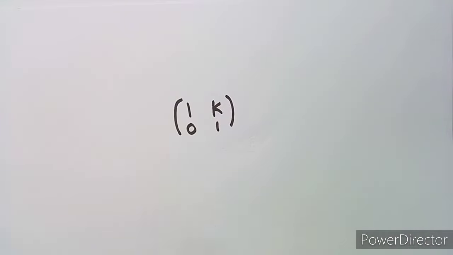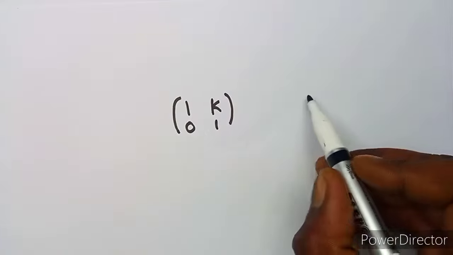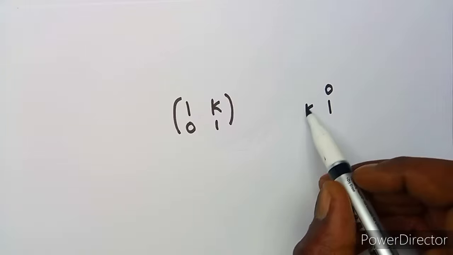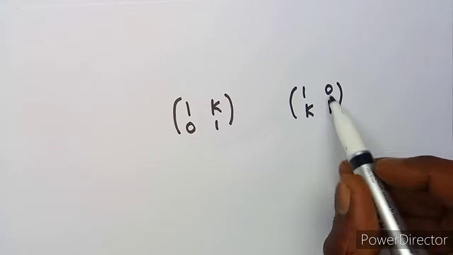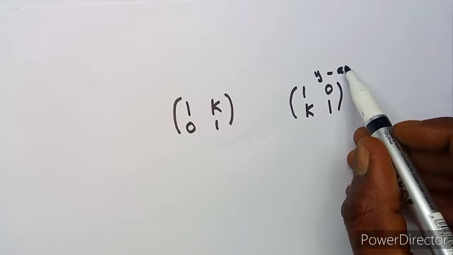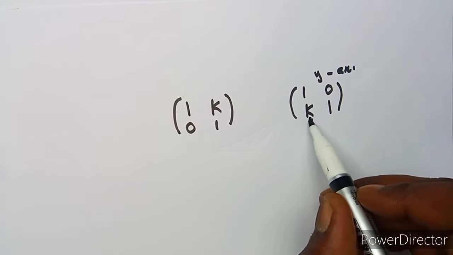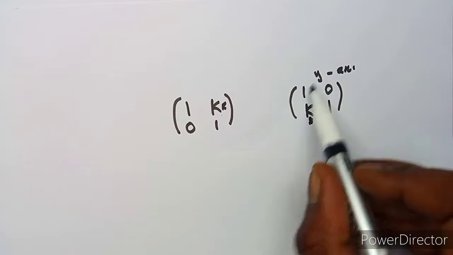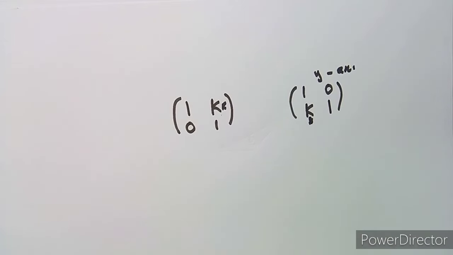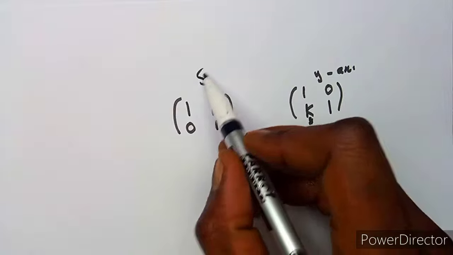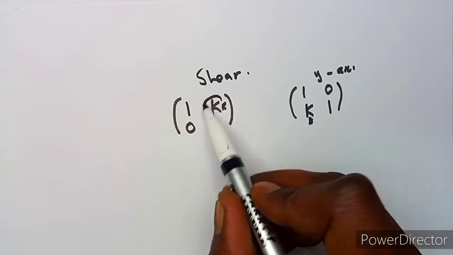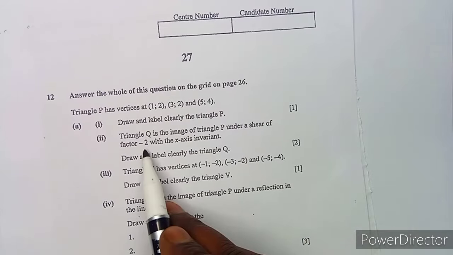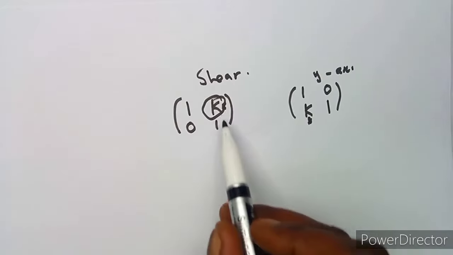Take note, when it is y-axis invariant, it's going to be the other way, like this. That is for y-axis invariant, where this k is your shear factor. So it's like this. You can memorize that way. That's for shear, where this is your shear factor. Okay, so in this case, your shear factor is minus 2. So you substitute minus 2 in place of k.